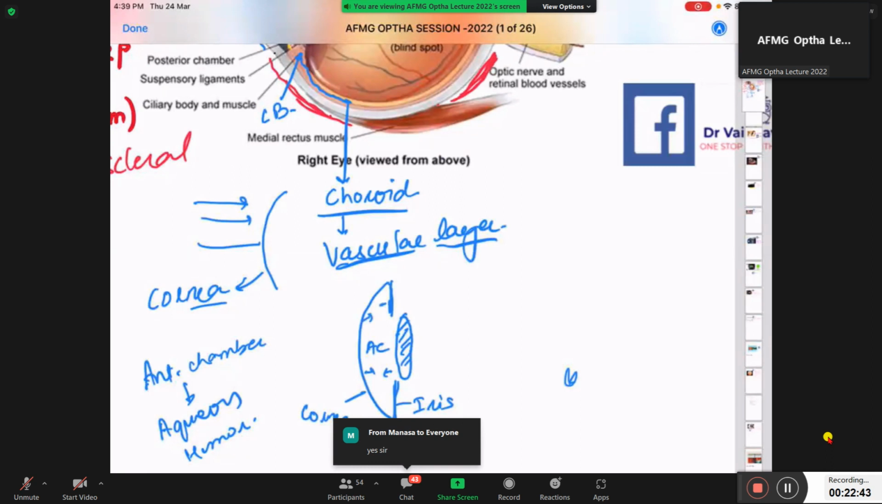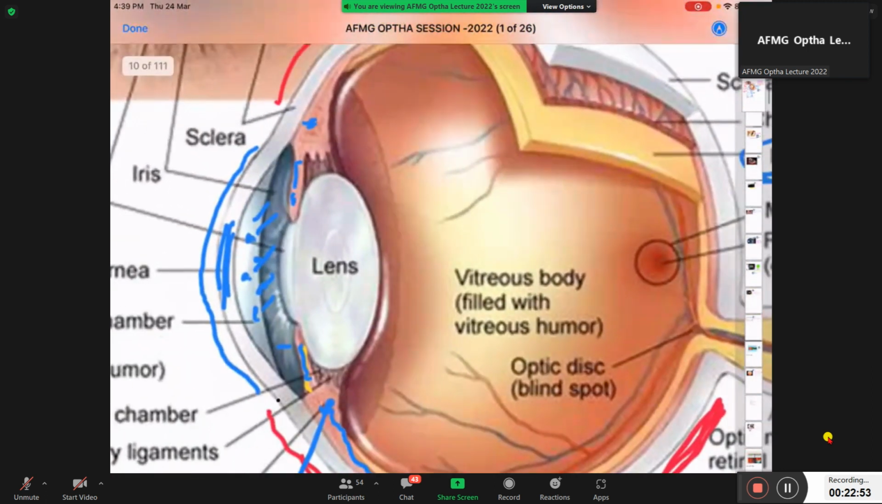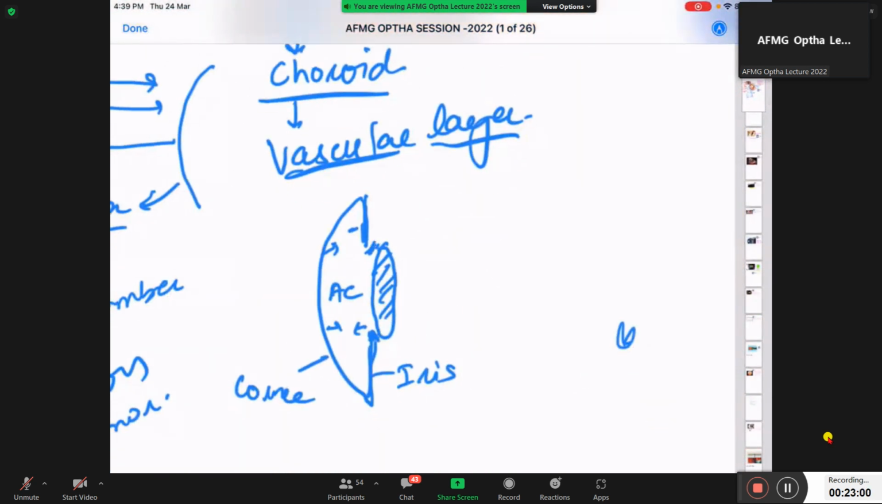Clear? Now, can you appreciate a potential space behind the iris and this biconvex lens? This potential space behind the iris and the lens is called the posterior chamber. Again, this posterior chamber is filled with which liquid? Aqueous humor, right?